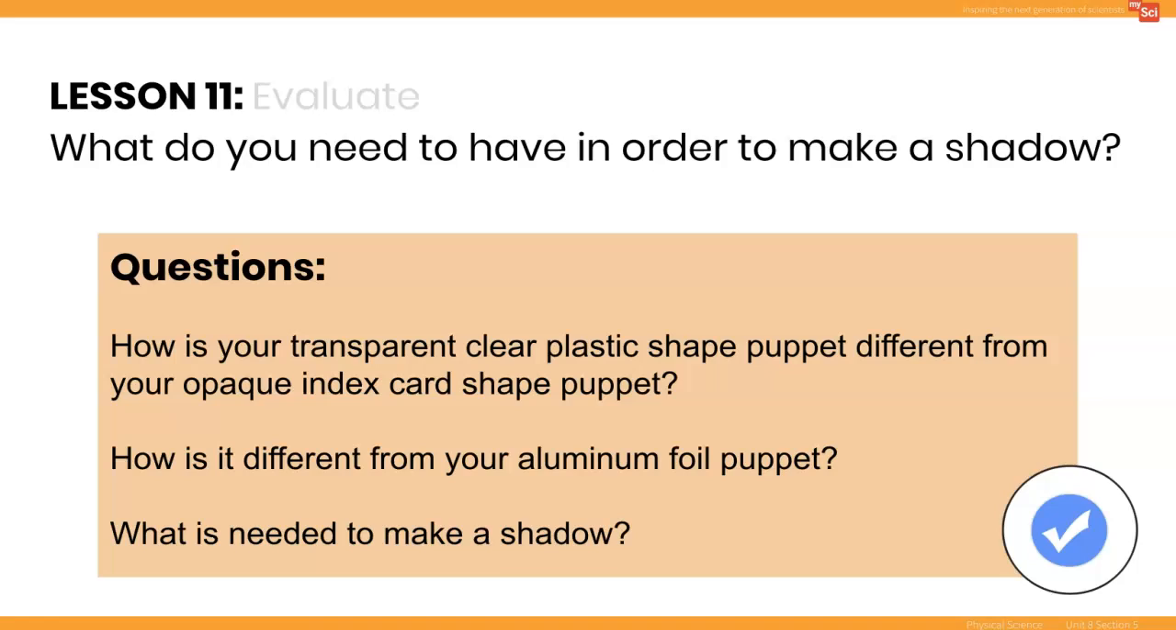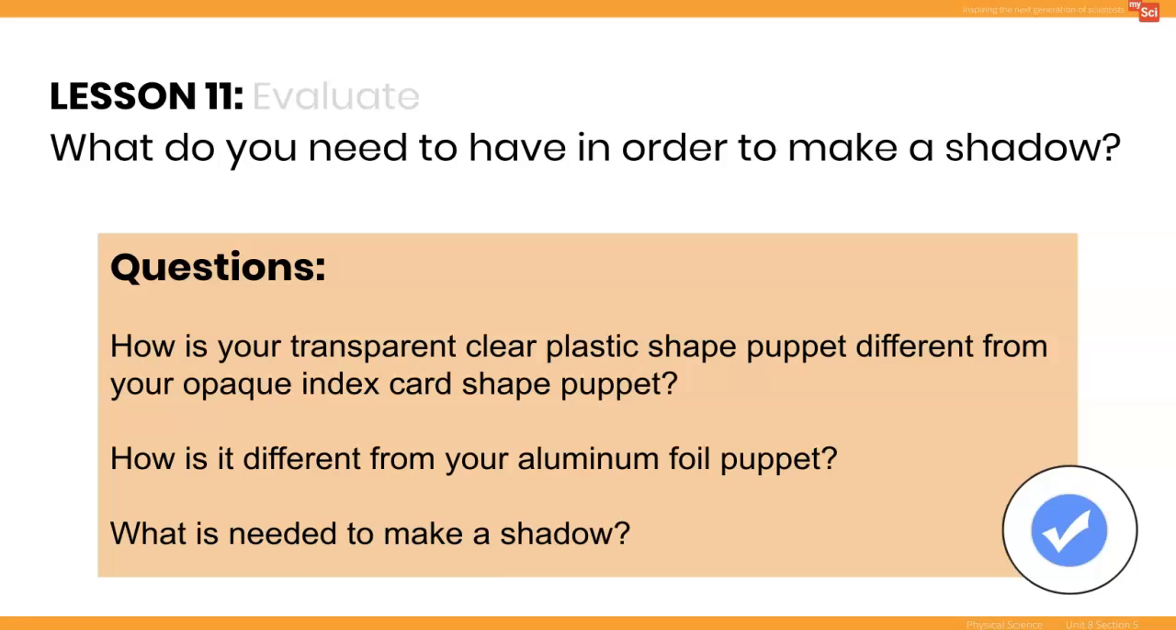In the evaluate portion of this lesson, you'll ask students a series of questions. Start by comparing and contrasting the different puppets they made. How is their transparent puppet different than their translucent puppet, different than their opaque puppet when it comes to making shadows? How are all of these puppets different from the aluminum foil puppet?